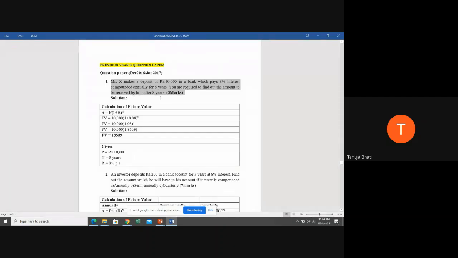So after 8 years, if you want to find out the value, what are we supposed to find out? The present value or the future value? Can anyone tell me? Future value.